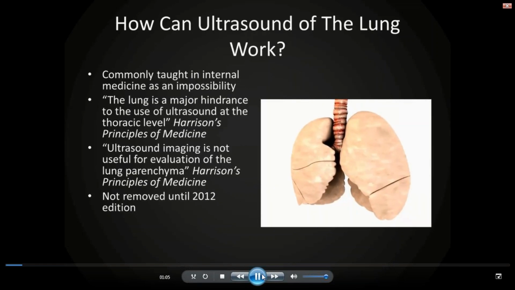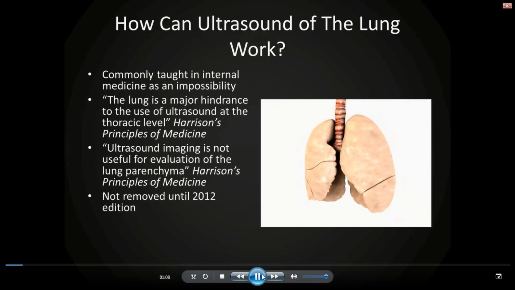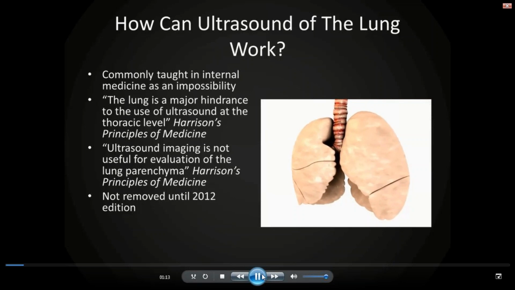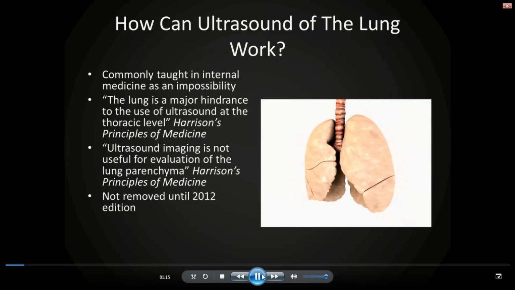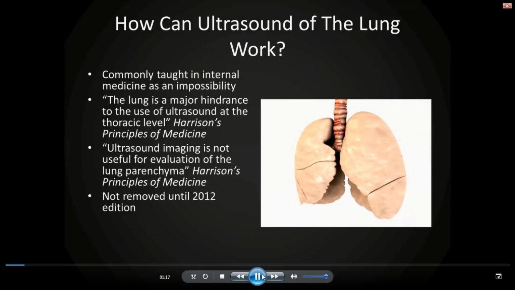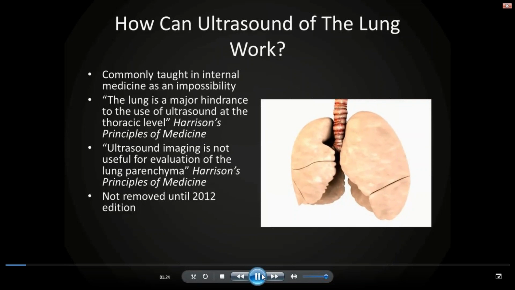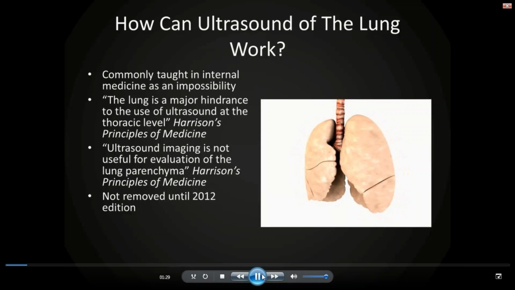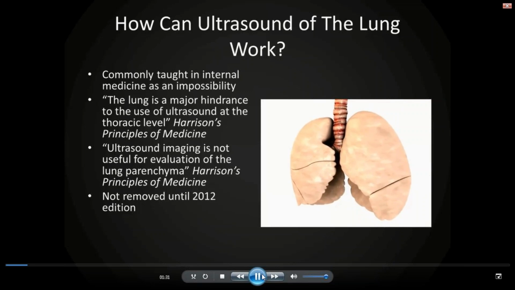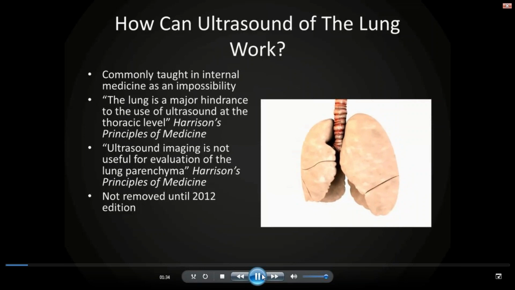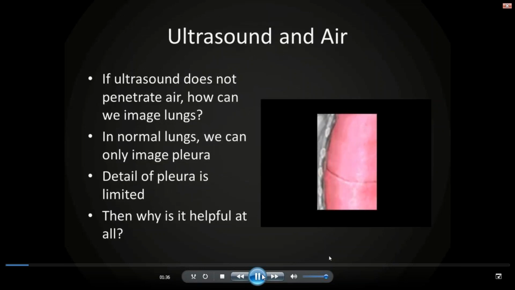So how does ultrasound of the lung really work? It's commonly taught, or has been in the past, and has been written in one of the greatest textbooks in the House of Medicine, that lung is a major hindrance to the use of ultrasound at the thoracic level. A similar statement in Harrison's postulated that ultrasound imaging is not useful for evaluation of the lung parenchyma. And that was actually the case until 2012.